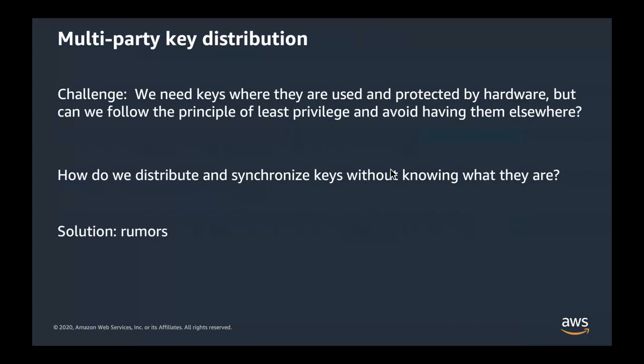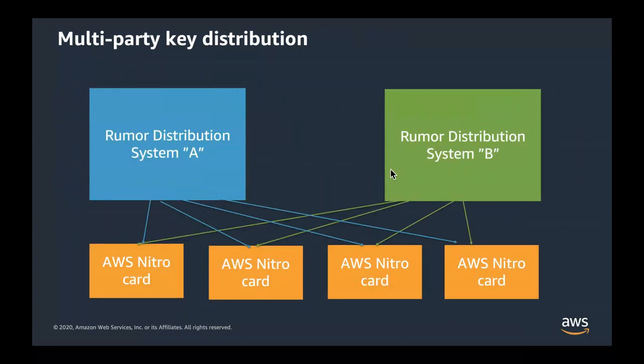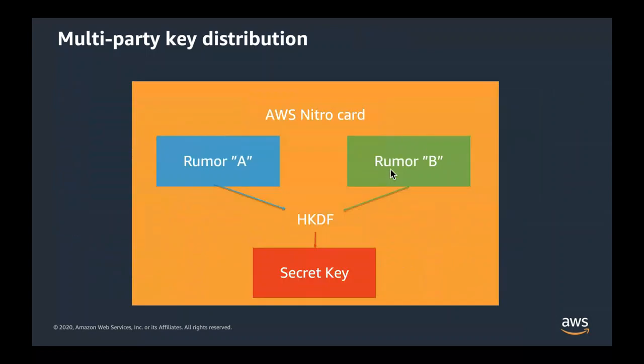In particular, we don't want some central magic system that just has all the keys in it, because that would be a very rich target for some kind of attack, right? And you would never want that. So an example of how we solve this problem in a small way is something we call rumors, right? We have separate systems that distribute what we call rumors, or pre-secret material. And they distribute this to all of the AWS Nitro cards, which can then combine these rumors into actually knowing the secret key.